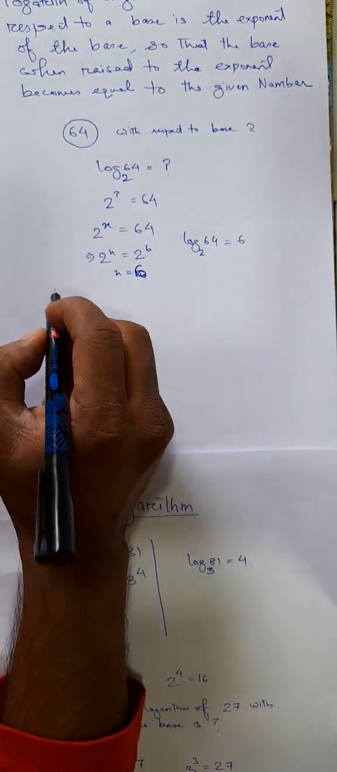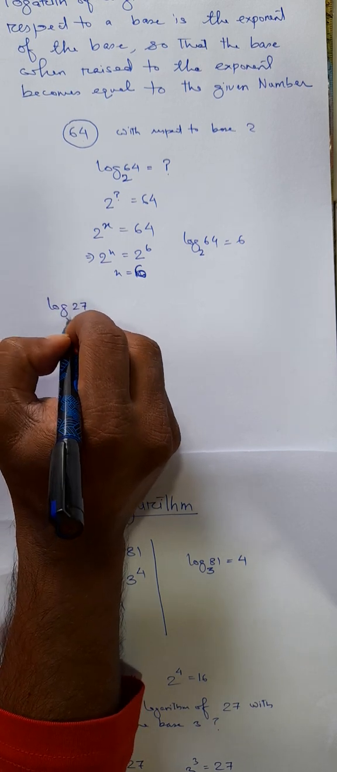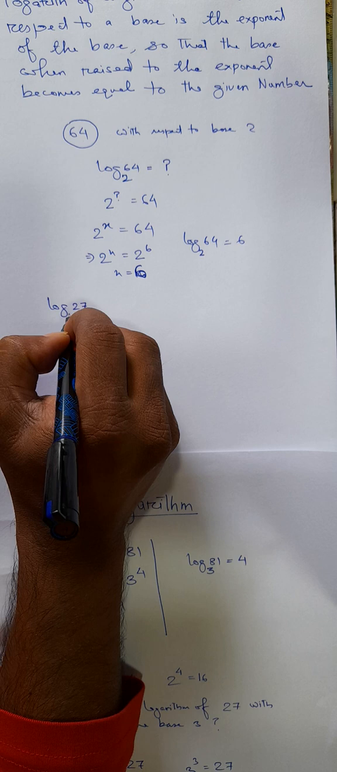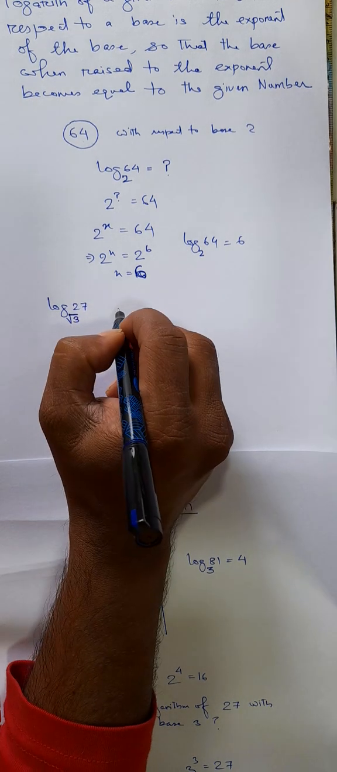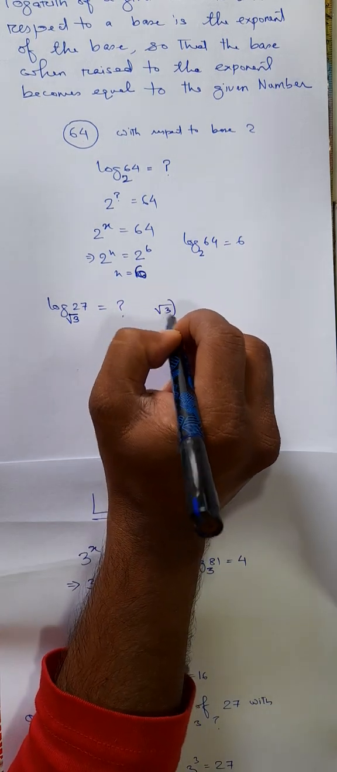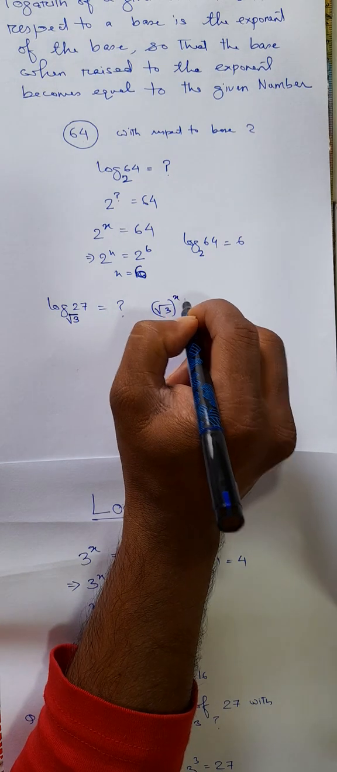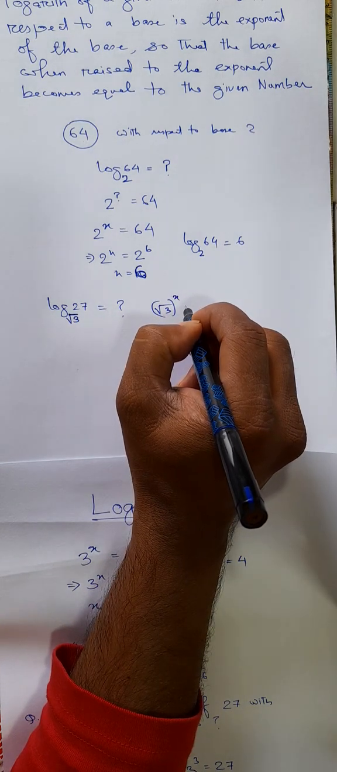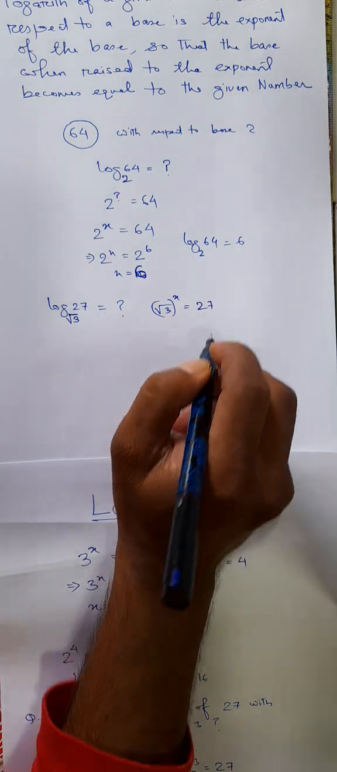Right? So, what is the logarithm of, say, 27 with respect to the base square root of 3? What is this? That means to what exponent square root of 3 must be raised so that it becomes 27.